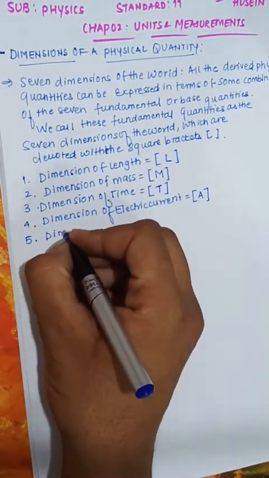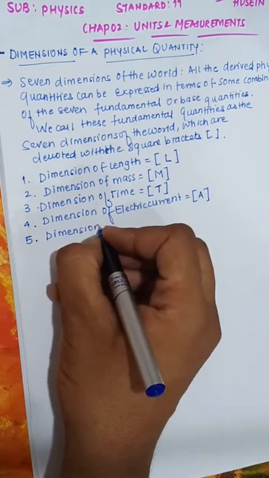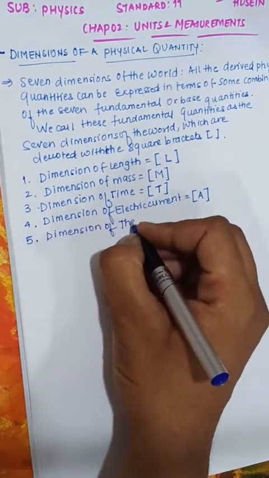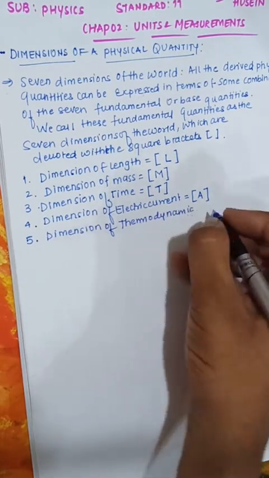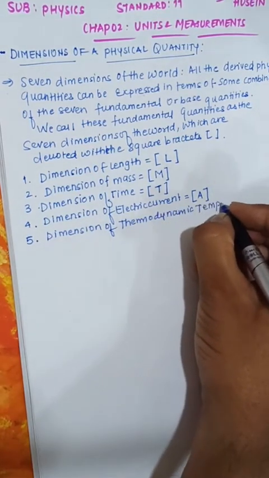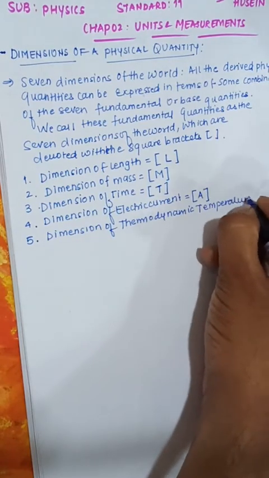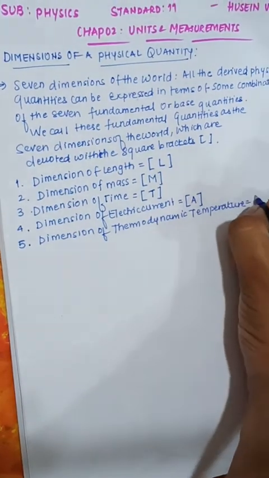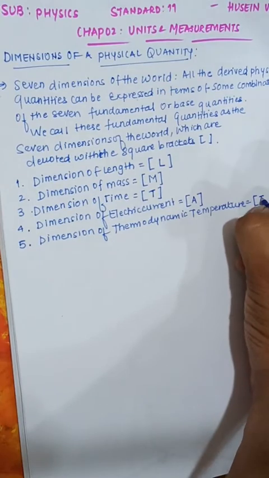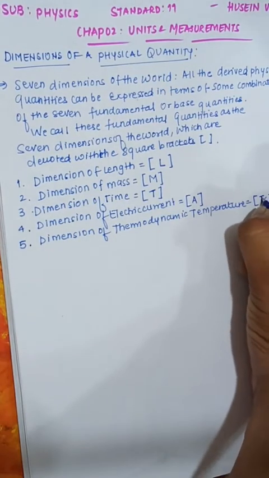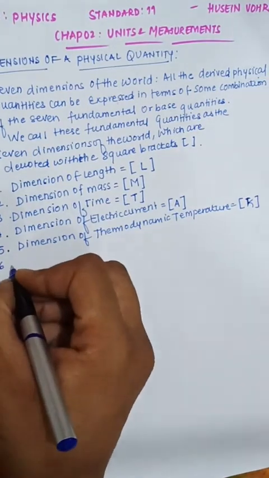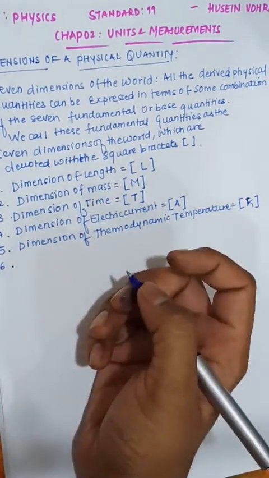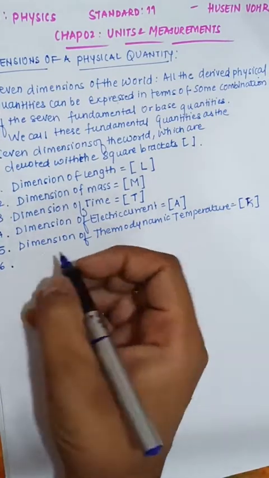Next, dimension of thermodynamic temperature, you are going to denote by capital K. Clear? Fifth, because it is again named after the scientist Kelvin, that's why it's capital K.